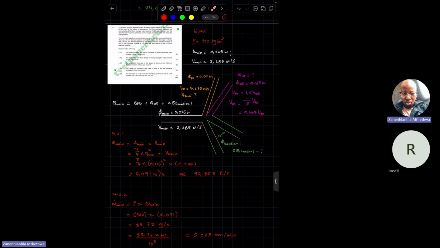Having been given this velocity ratio between the two pipes, we will use it to calculate the velocity of the oil through the 105 millimeter diameter pipe, because we've already been given the velocity of the oil in the 70 millimeter diameter pipe. Are you with me there?